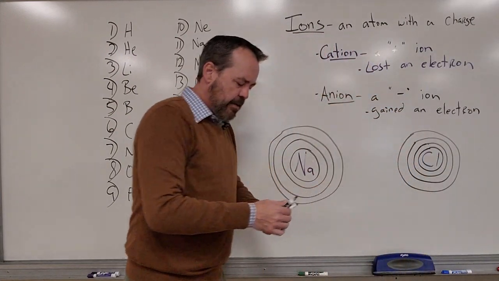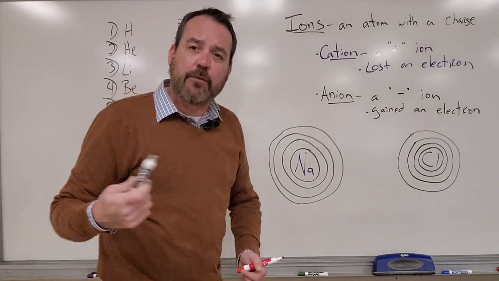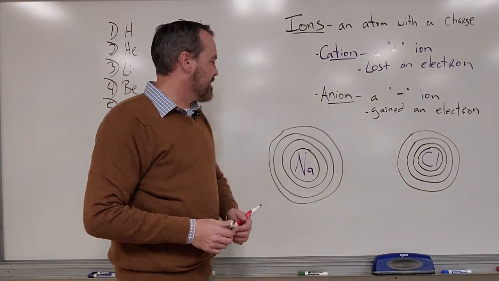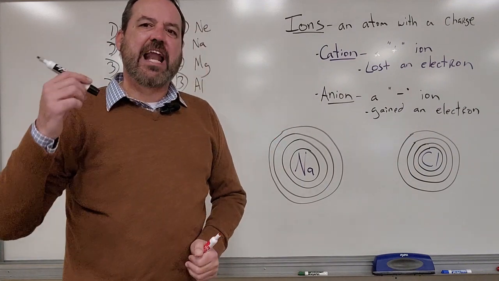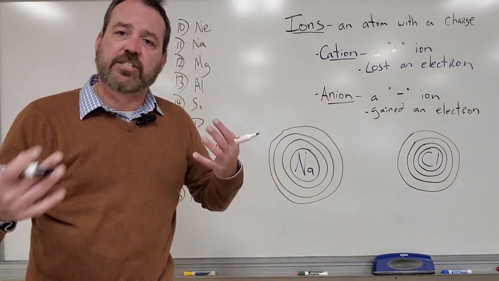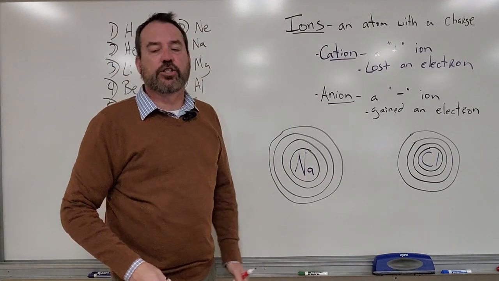We said we can't change the number of protons. If we change the number of neutrons, that's how we make isotopes. If we change the number of electrons, that's how we make ions. So an ion, defined, is just an atom with a charge. And it doesn't matter if it's a positive charge or a negative charge. If it has a charge, then we call that an ion, an atom with a charge.